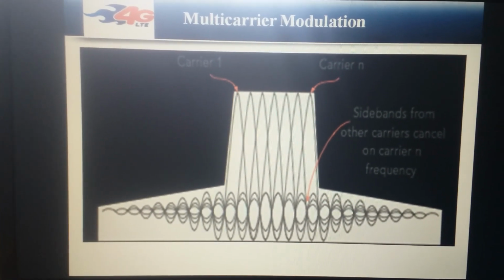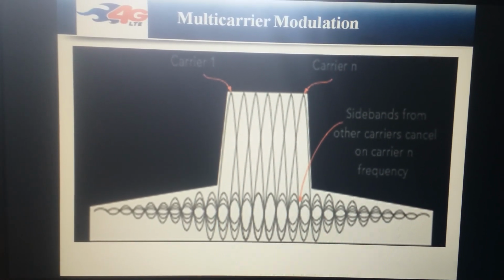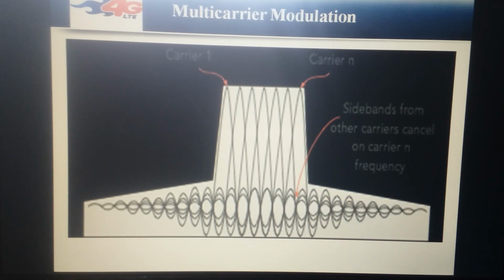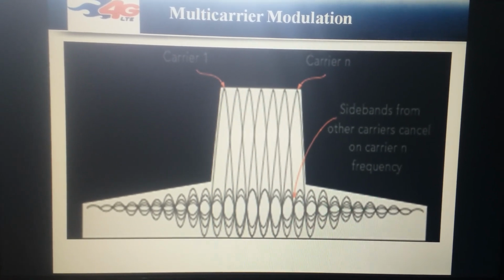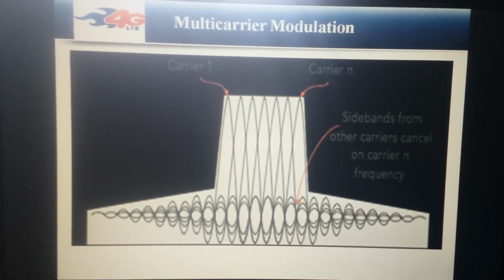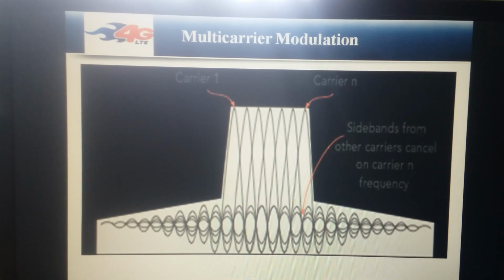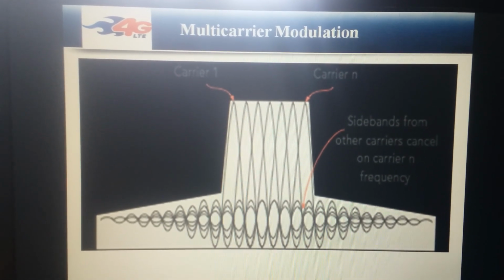So this is the multi-carrier modulation symbol. We are having a larger number of carrier signals. In the sidebands, the lower sidebands are used for transmitting data. The other carrier signals will not collide with each other, so errors are not possible in the multi-carrier modulation technique.